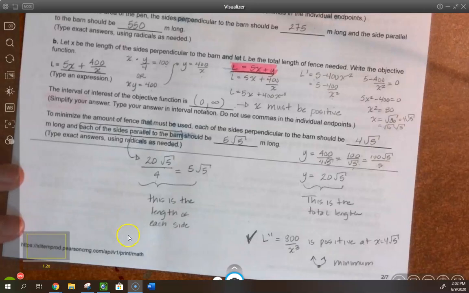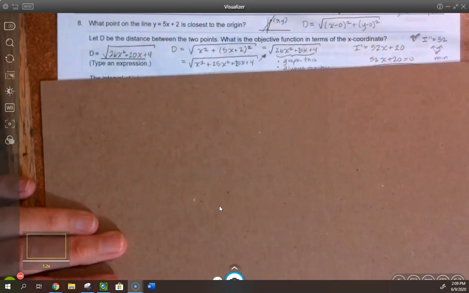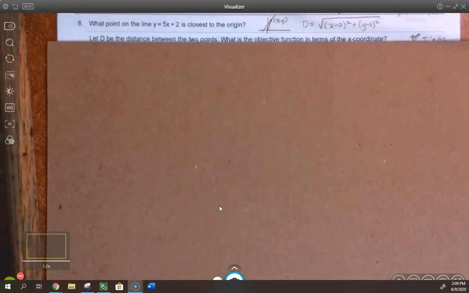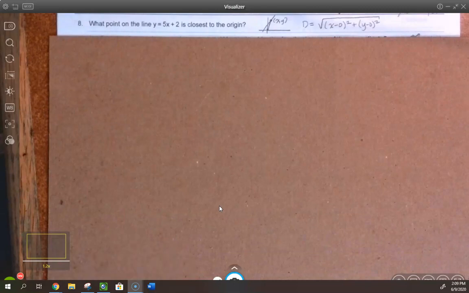So that works. All right, I want to skip to number 8. Number 8 says, what point on the line y equals 5x plus 2 is closest to the origin?